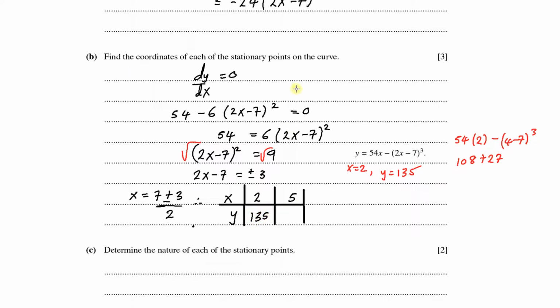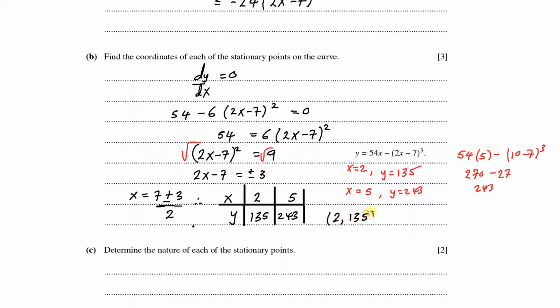Then again, if x is equal to 5, then substituting it into this equation, we'll have 54 of 5 minus (2 times 5, that will be 10, minus 7) cubed. So 54 times 5 is 270, and minus 3 cubed, that's 27 there. So 270 minus 27, we get 243. So y is 243. So we have two coordinates, that's (2, 135) and (5, 243). So that's the solution to part B.